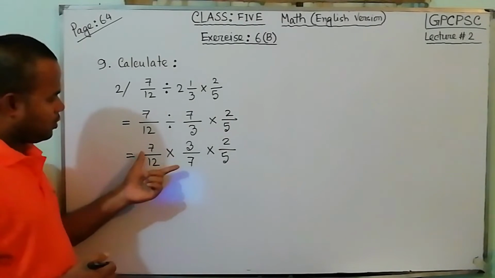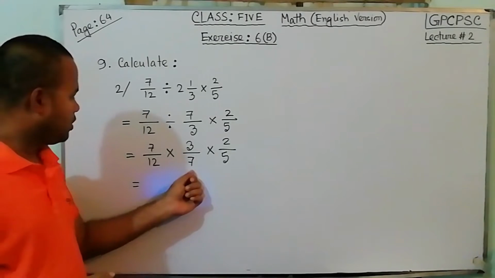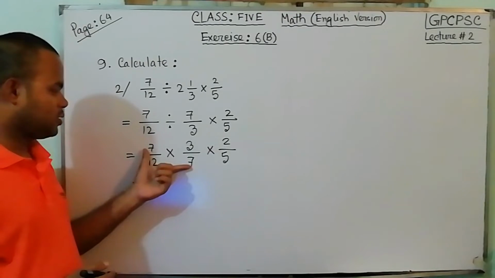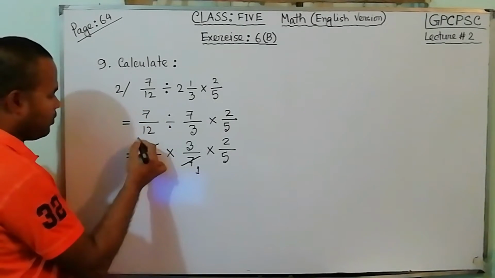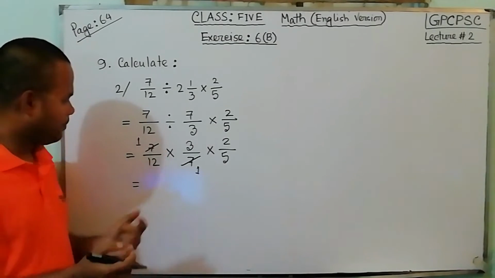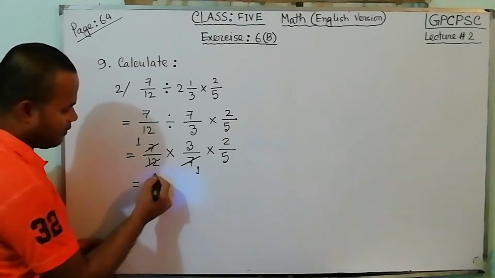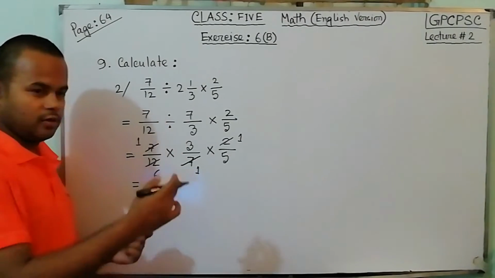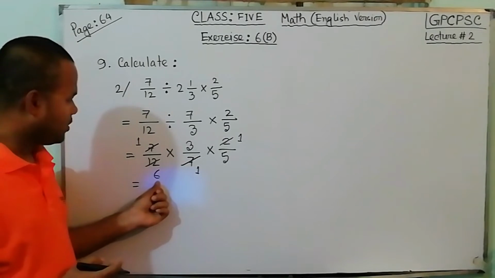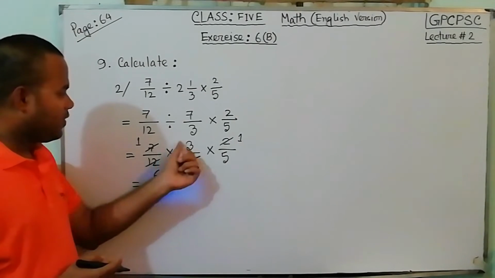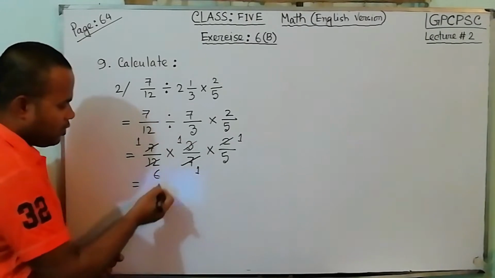Here 7 in the top, and here 7 as a denominator, so we can divide both numbers by 7. If we divide 7 by 7, then we have 1, and here also we have 1. Now we see that here 12 and here 2, so we can divide both numbers by 2. So here we have 6, and here we have 1. Here it is 6, and here is 3. So we can divide both numbers by 3. So if we divide this 3 by 3, then we have 1, and here we have 2.